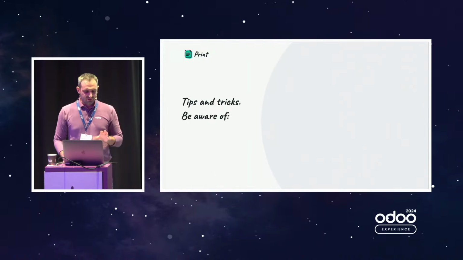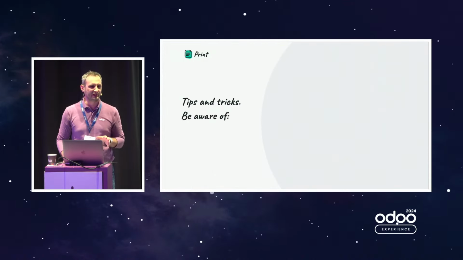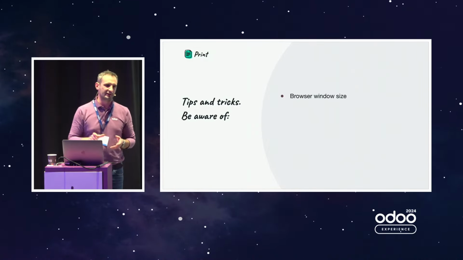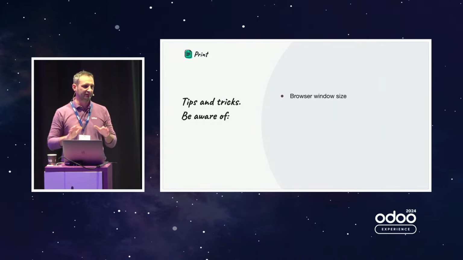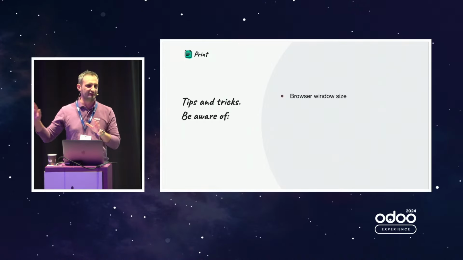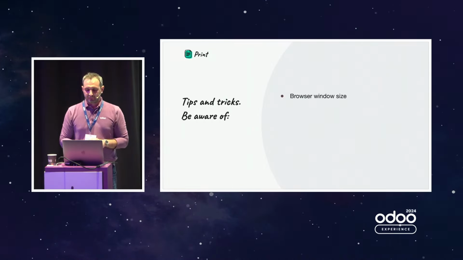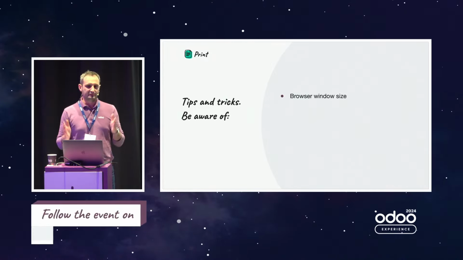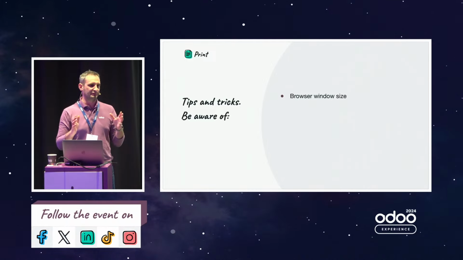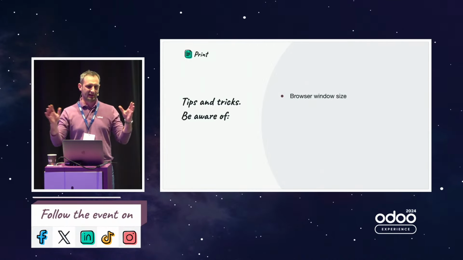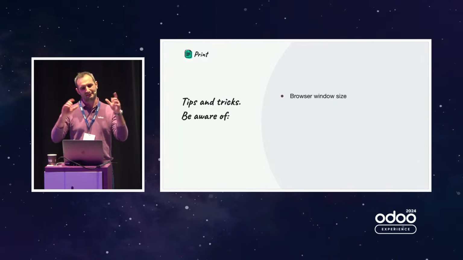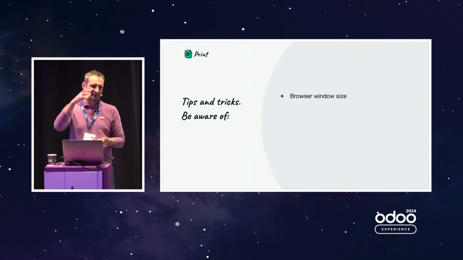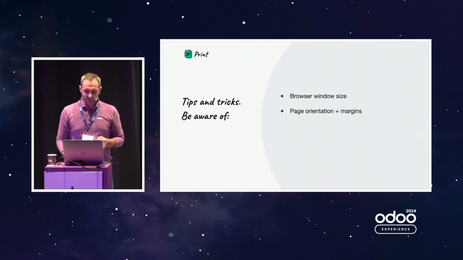There are some tips and tricks and things you should be aware of, because of course, as soon as we press Ctrl-P, we lose a bit of control, we let the browser handle a lot of stuff. So the browser window size may impact the final result. So what I suggest is, if you plan to print in landscape, adjust the window size to landscape. The other way around, if you plan to print in portrait, adjust it accordingly.